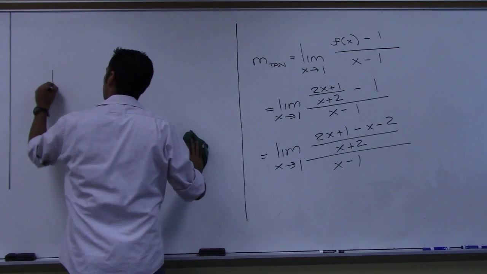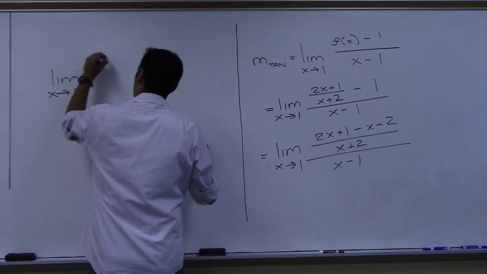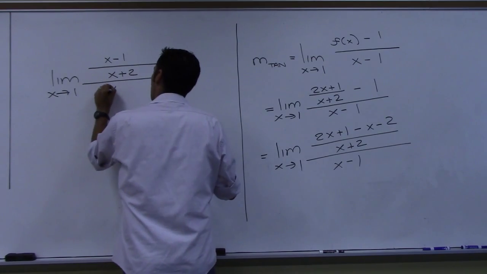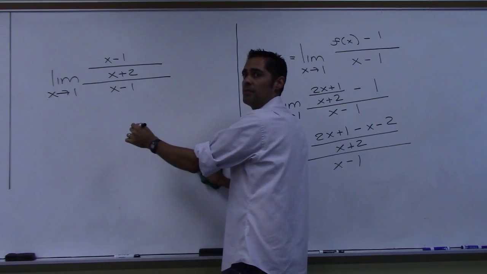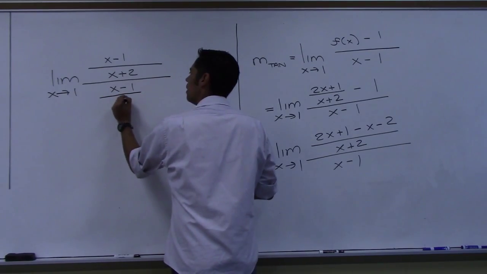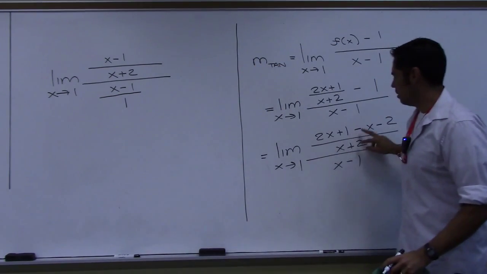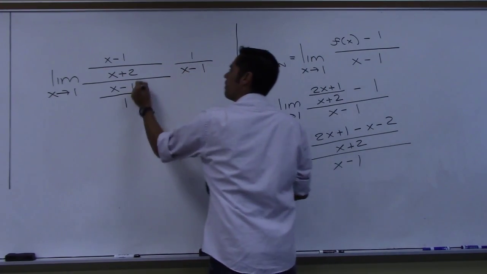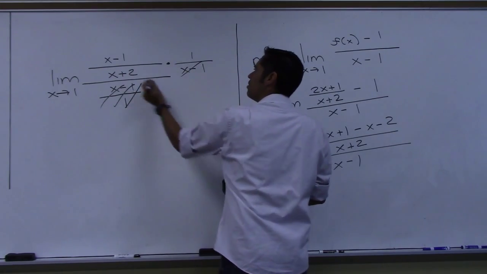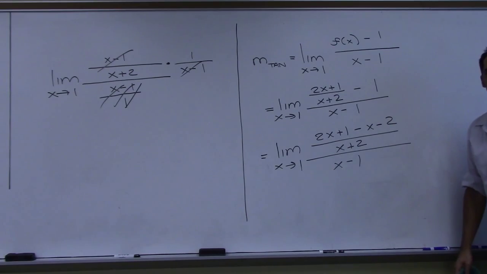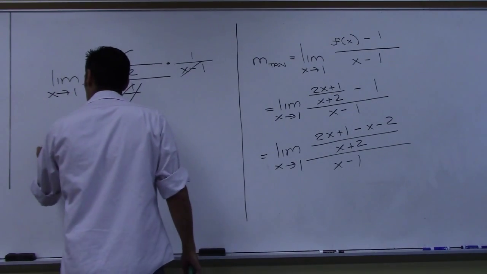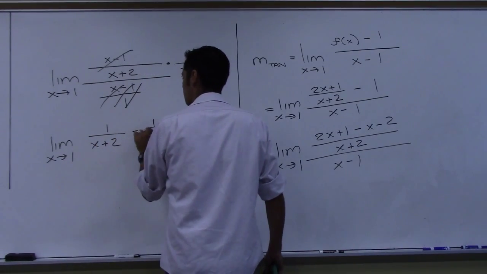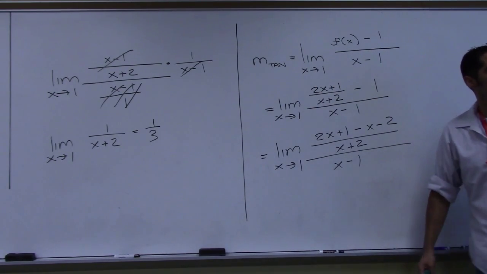And that x minus 1 factor that's on top, with your common denominator x plus 2 and then this other x minus 1 on the bottom, these x minus 1s cancel because it's like a fraction over a fraction. So it flips like this, and this is multiplication, and these two are gone. So you get 1 over x plus 2. Limit as x approaches 1 of 1 over x plus 2, which is 1/3. So the slope of the tangent line is 1/3.